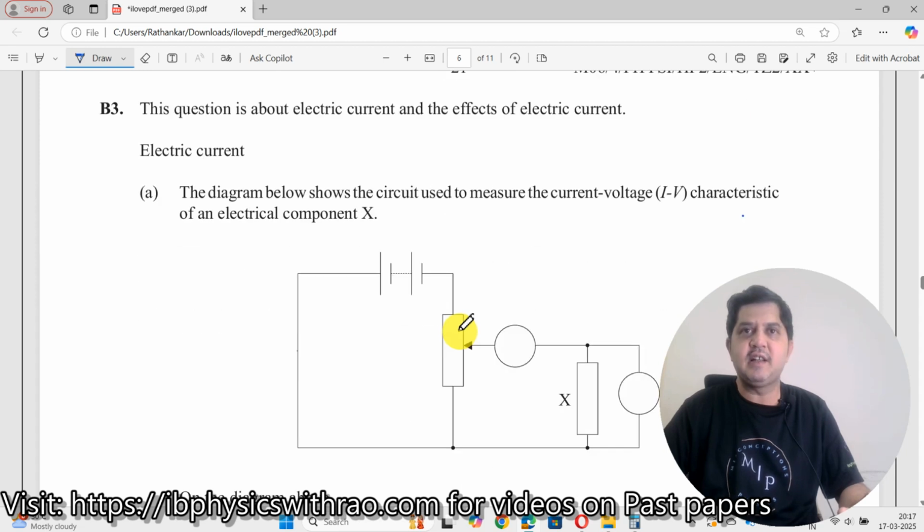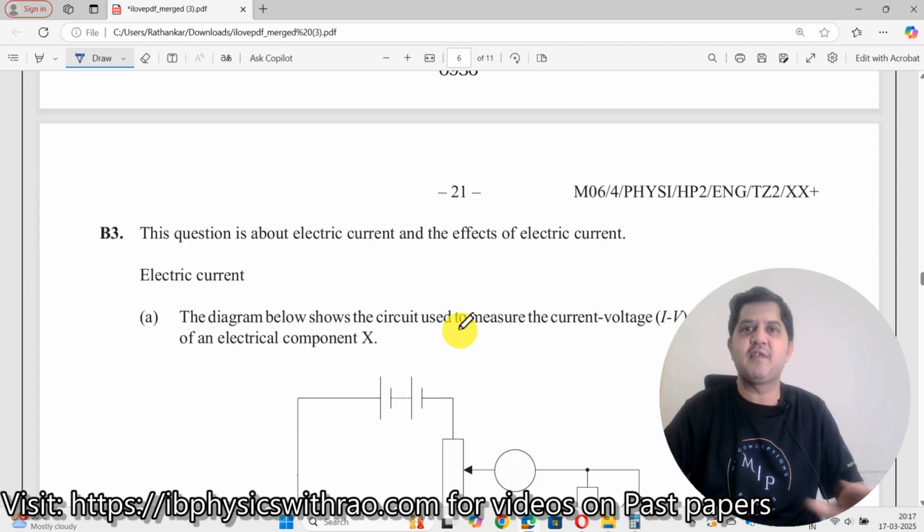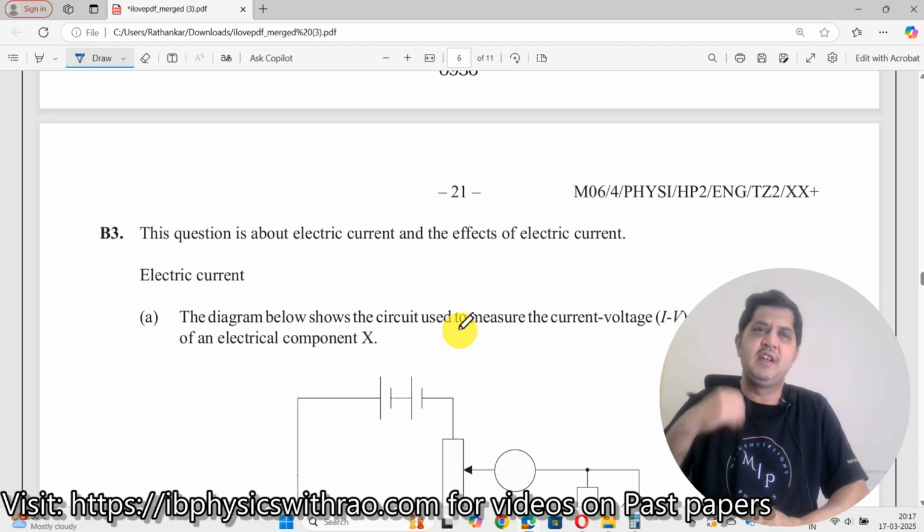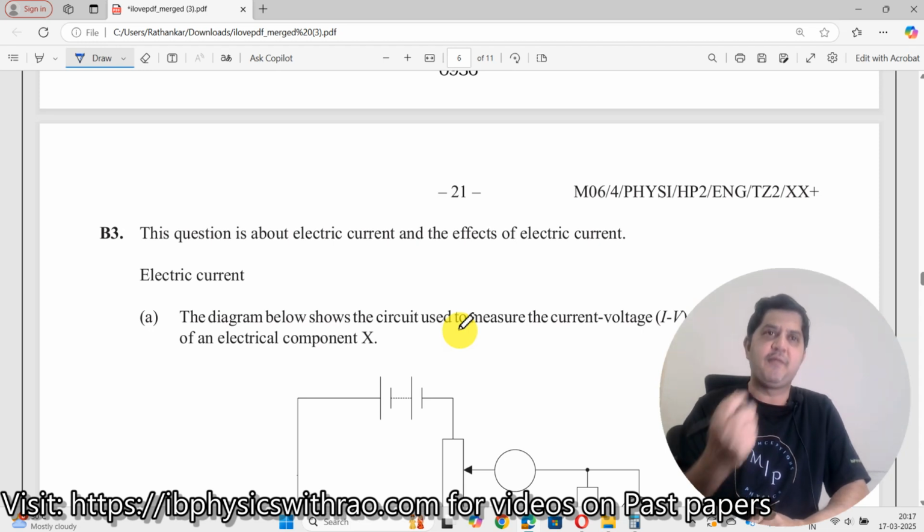Now let us look at this question. This question is taken from the May 2006 paper, TZ2, and I find it very interesting. There are a lot of concepts and sub-concepts being covered here. Please watch until the end and you will get to know how complex the problems in IB can be. There are a lot of details you need to look into in the graphical answers.